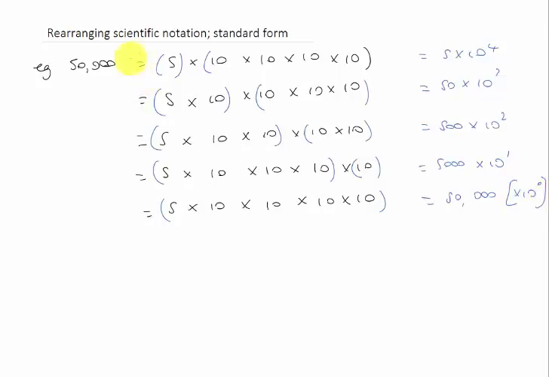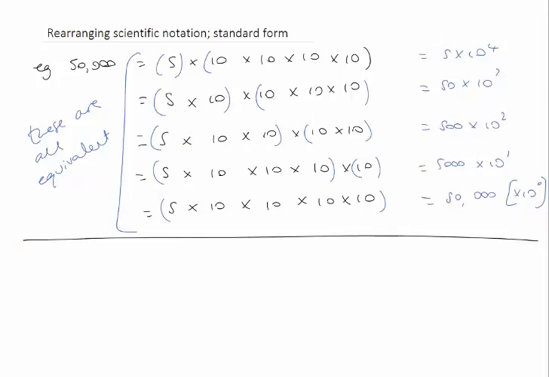Okay, and what I really want you to understand is that these are all equivalent. All these numbers written in all these different ways have the same value. So it can be convenient to group them in different ways depending on what we want to do. But there is a very specific form which is called standard form, so that's this way here.